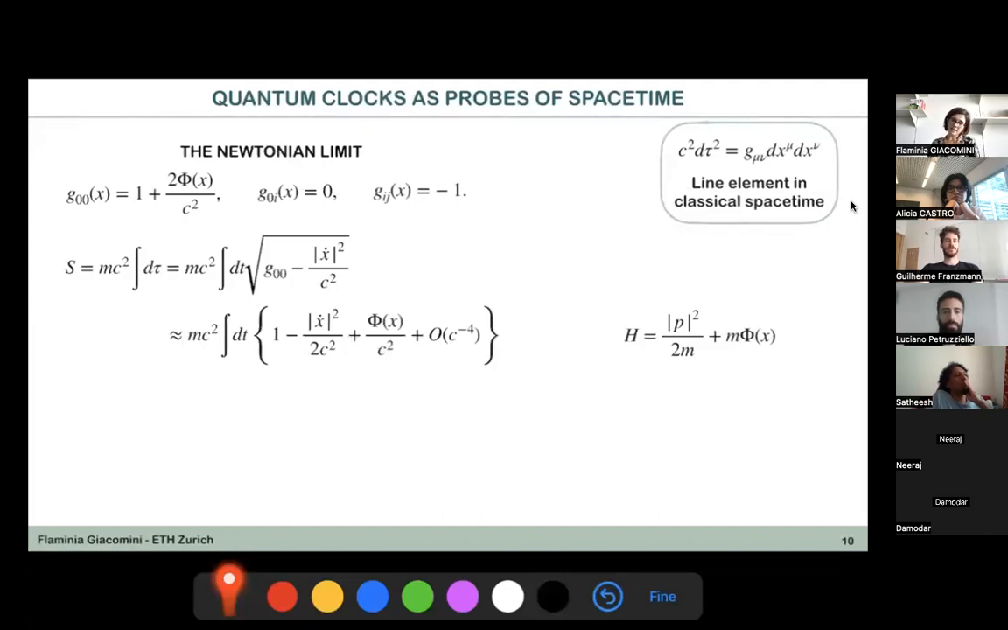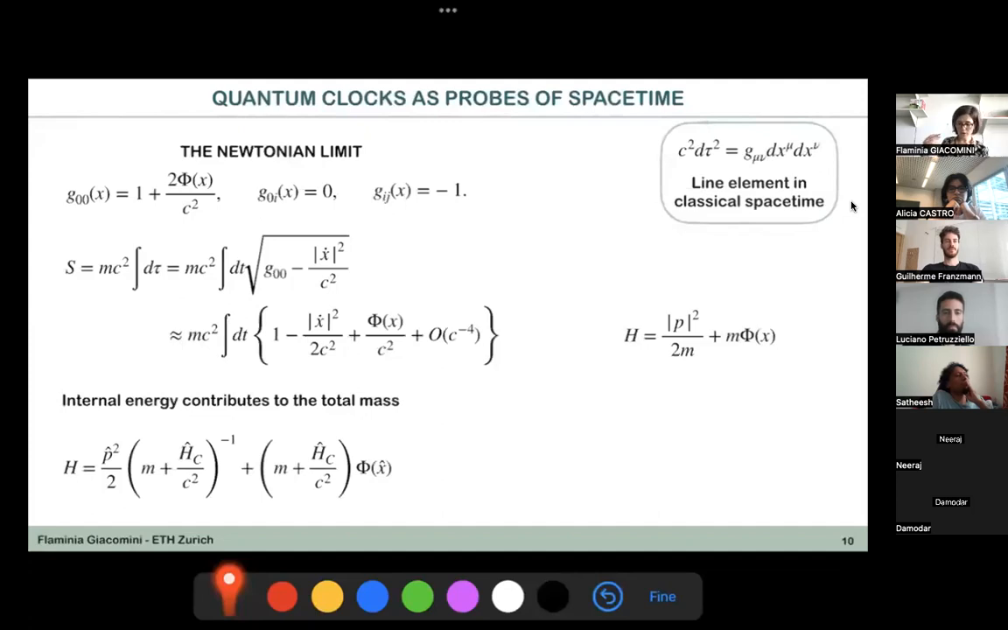Now, how do I add the clock? I want to quantize this Hamiltonian, and I also want to add the contribution of the internal energy to the mass. So a heuristic way of doing that, and there are more formal ways of taking that into account, but they lead to the same result, so I'm just showing you the simple version, is to take the mass and substitute it with the mass plus H operator divided by c squared. So I have to do that both in the velocity, so in the kinetic term, and in the potential term.